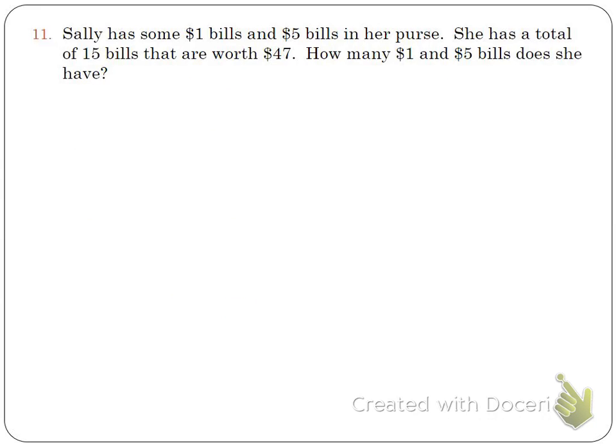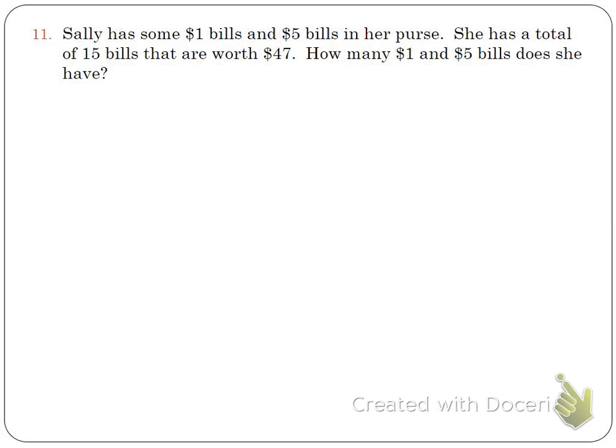Okay, now, when do we need two equations? When do we need to satisfy two equations at one time? There are situations where, as I said before, if there are two things that I do not have values for and that I want values for, then I'm going to have two equations to figure that out. So here, Sally has some $1 and $5 bills in her purse. She has a total of 15 bills that are worth $47. So we need to figure out how many 1s and 5s she has.